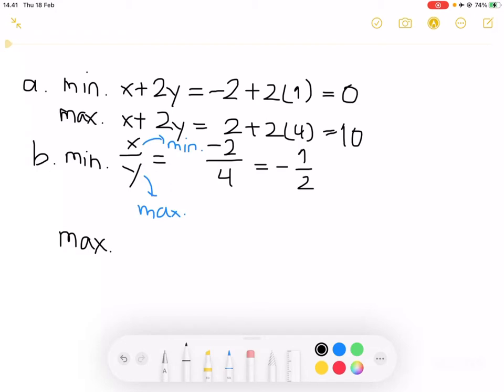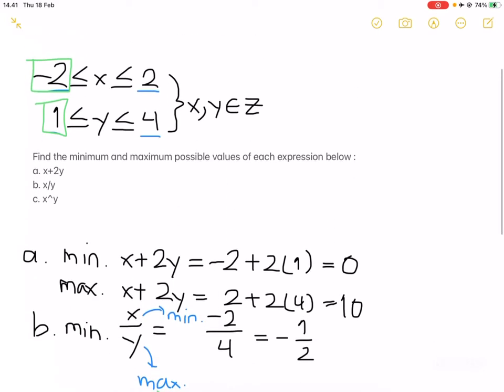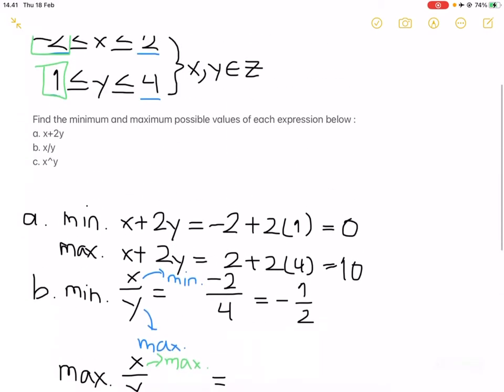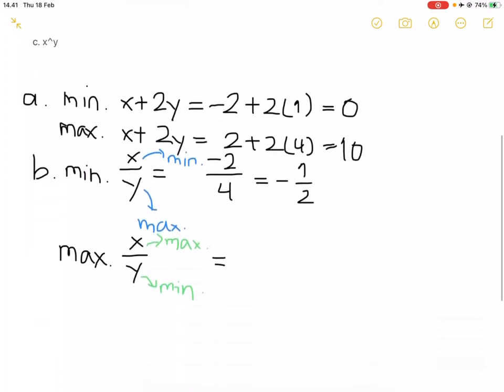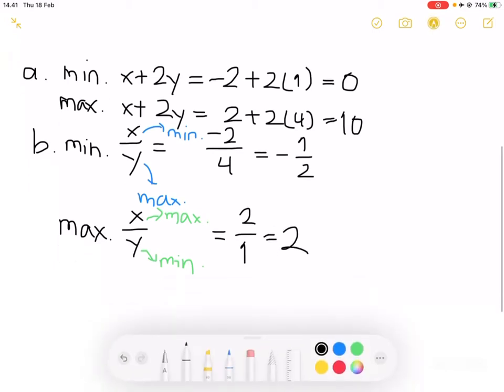And on the other hand, the maximum of x over y occurs when x is maximum and y is minimum. Just the other way around, basically. So x maximum is the upper bound of our x, which is 2, and the minimum of y is the lower bound. So we have 2 over 1, which is just 2. And finally, this is a very interesting one.